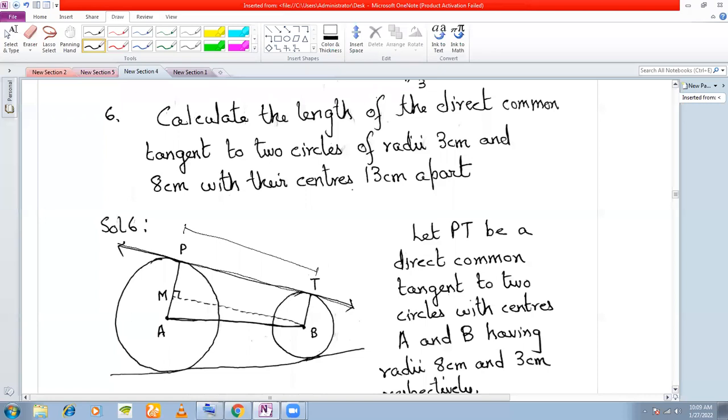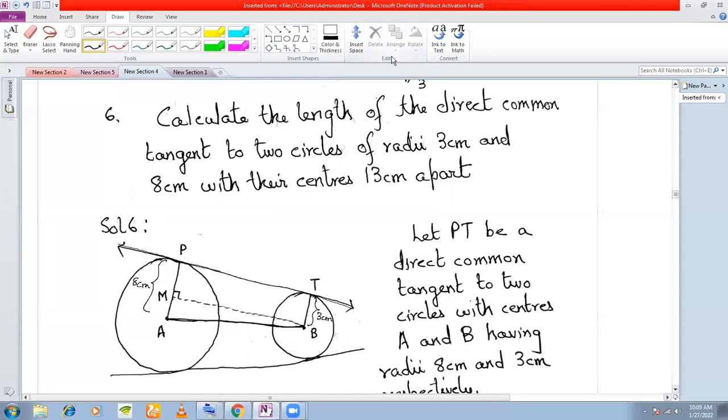And what else is given here? It is given to you that the radii of the two circles are 3 centimeter and 8 centimeter. So I will take the radius BT of the smaller circle as 3 centimeter, and for the bigger circle, I'll take the radius here as 8 centimeters. And with the centers 13 centimeter apart. So from here till here, these two centers are 13 centimeter apart. So this length here is 13 centimeter.